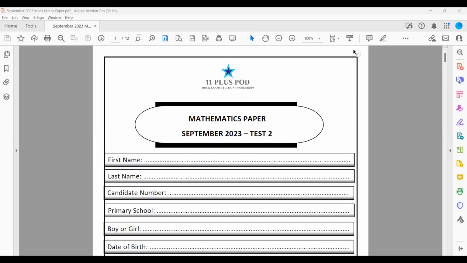Welcome to the walkthrough for the September 2023 maths paper. In this paper, we are going to have a look at the questions that were in the paper and look at the best approach to them. Hopefully, you find this useful.